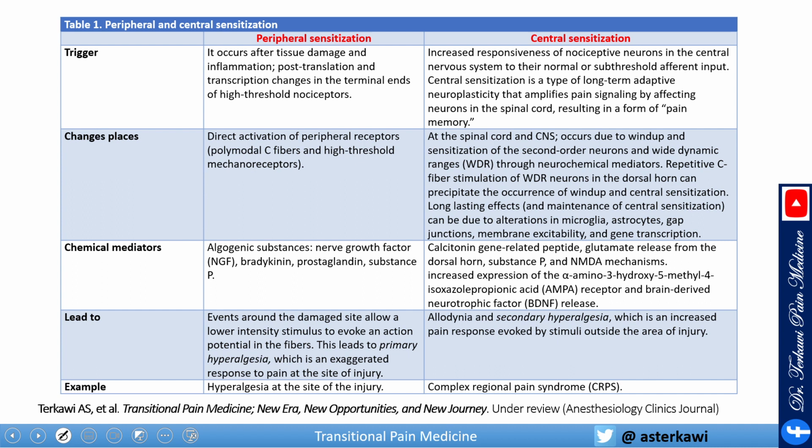Peripheral sensitization is around the site of injury, and it leads to primary hyperalgesia, which is an exaggerated response to pain at the site of the injury. Central sensitization can lead to allodynia and secondary hyperalgesia, which is an increased pain response evoked by stimuli outside the area of injury. An example of that would be CRPS, the complex regional pain syndrome.